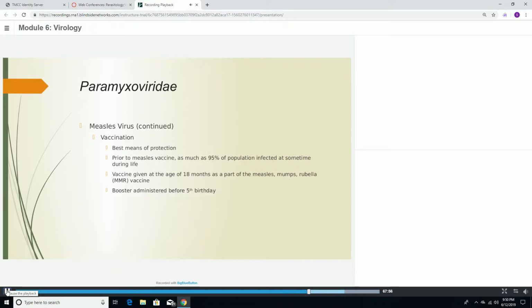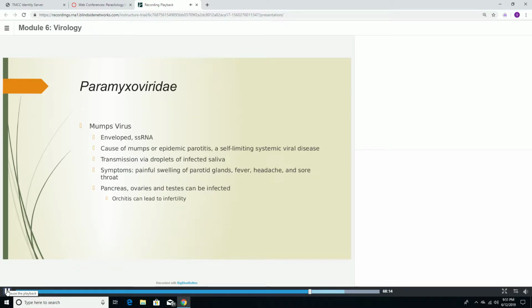Vaccination is done as a means of protection. Prior to the measles vaccine, as much as 95% of the population was infected at some time during their life. Vaccination is given at the age of 18 months as part of the MMR vaccine, or measles, mumps, and rubella, and then the booster is administered before the 5th birthday. Most of you know that in order to attend college, you have to have an MMR vaccination. It's a requirement for most universities, especially in North Dakota.